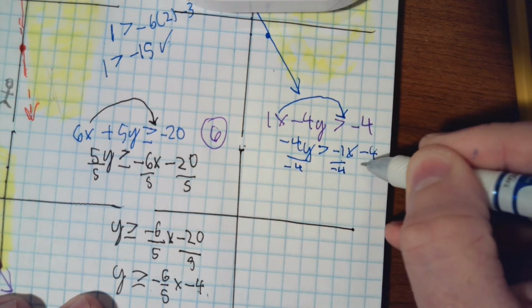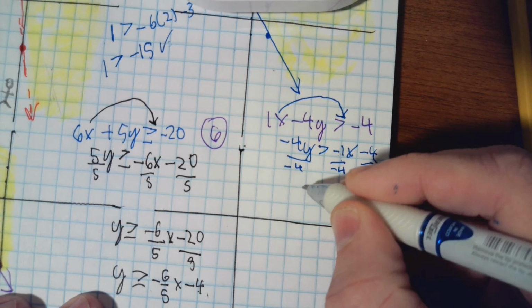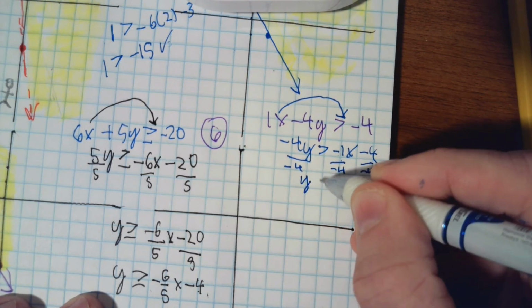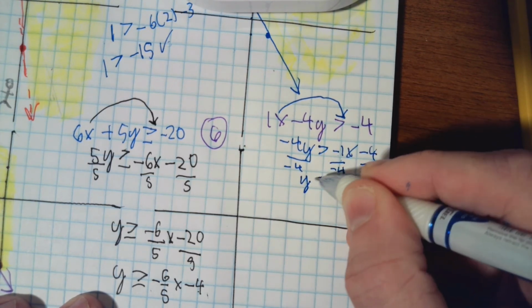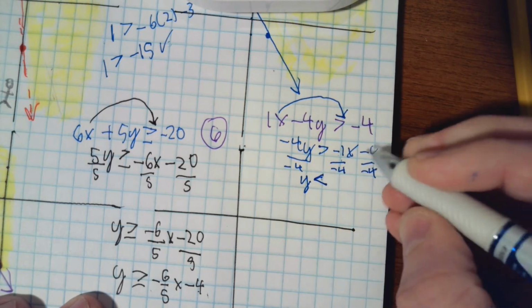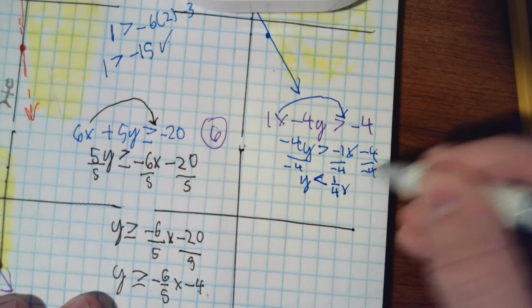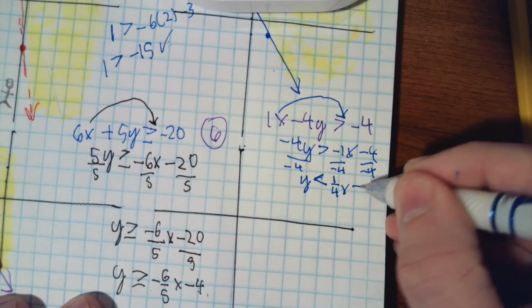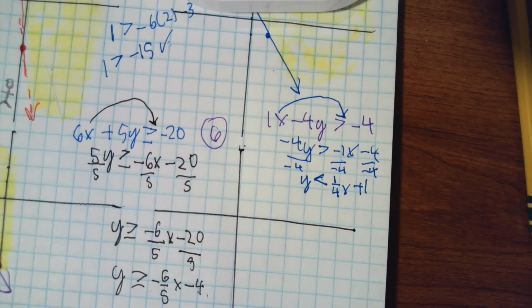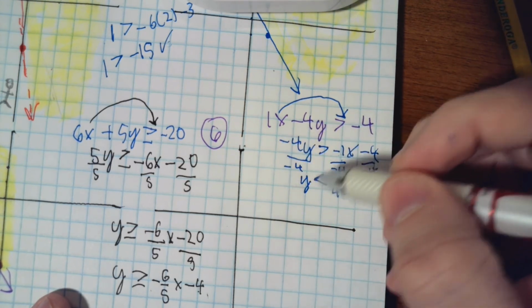Okay, I divided by a negative, so that is going to flip my sign. This is the hardest part about this. So it becomes a less than sign instead of a greater than. This becomes a positive 1/4, and this negative 4 becomes a positive 1. All right. Now we can graph this, and now we can look at how it's graphed.